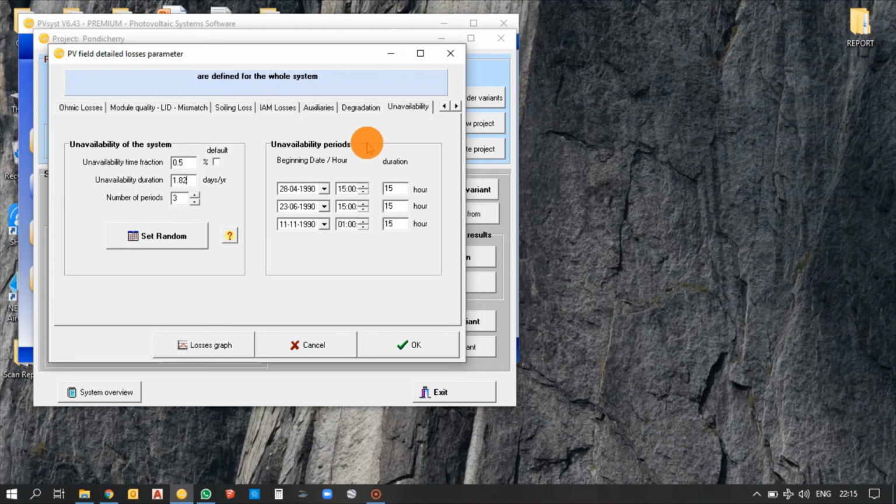So these are all the things you should cover in the PVsyst losses section. Don't forget to apply these factors for a simulation.